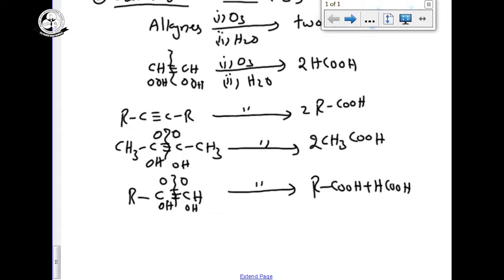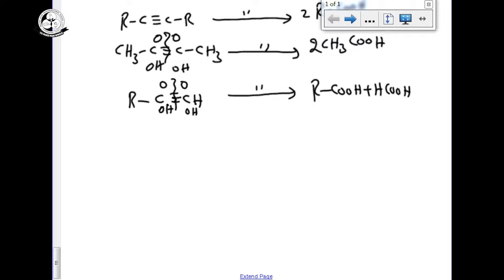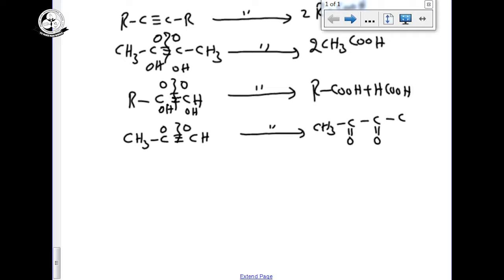Simple. Symmetrical alkynes on ozonolysis followed by hydrolysis give 2 moles of the same type of carboxylic acid, whereas unsymmetrical alkynes on ozonolysis followed by hydrolysis give two different carboxylic acid molecules. For example, CH3 C triple bond CH, same ozonolysis followed by hydrolysis. First I am breaking the double bond, adding oxygen here and oxygen here. See how to get CH3 C double bond O, C double bond O, CH, followed by hydrolysis.